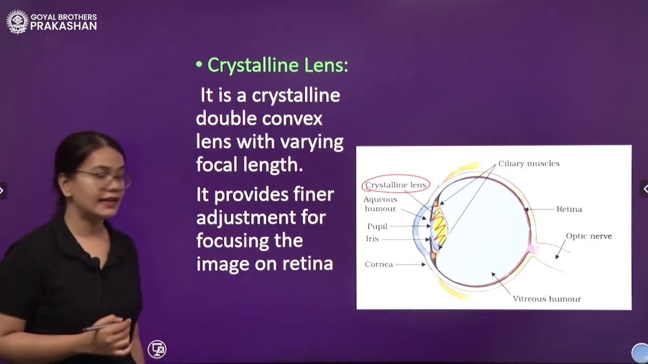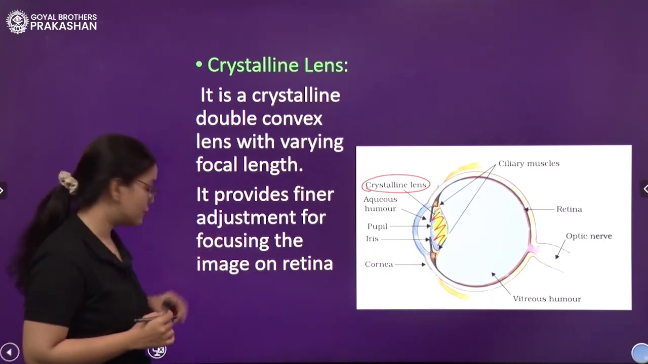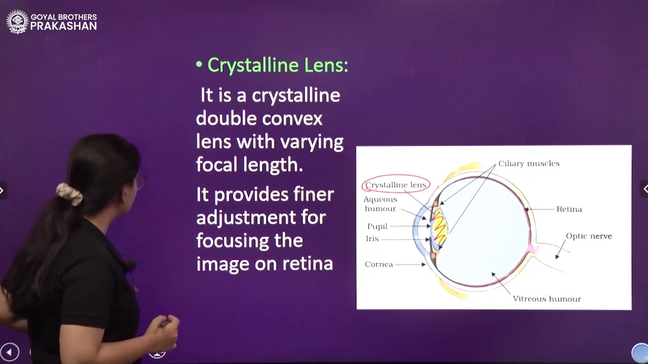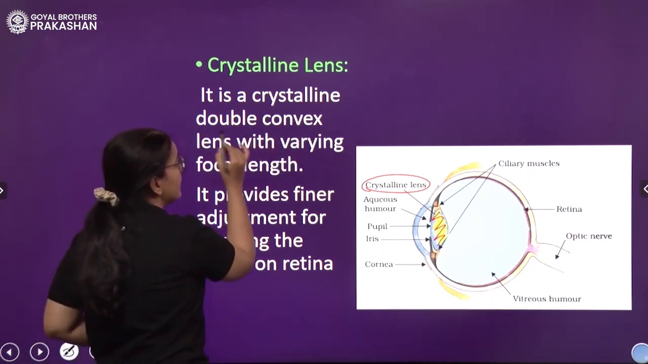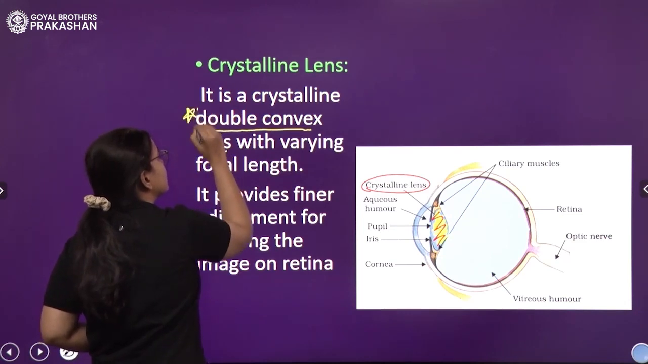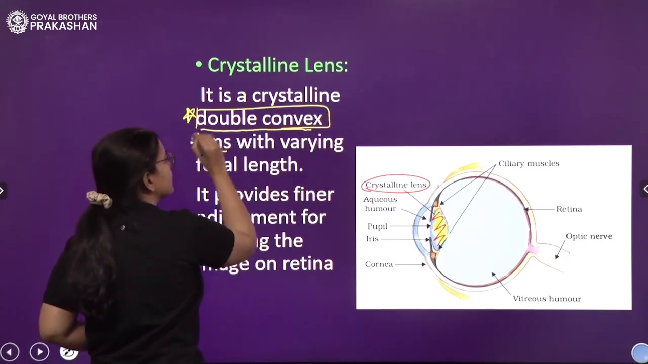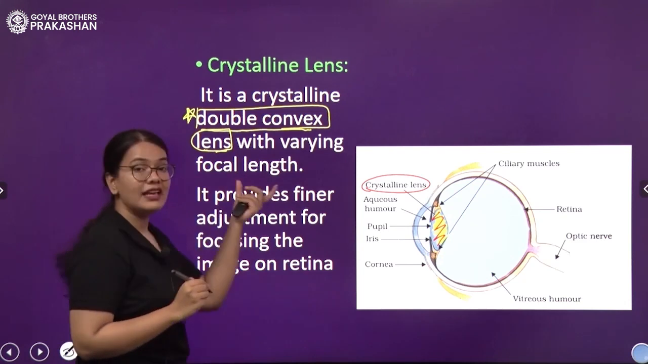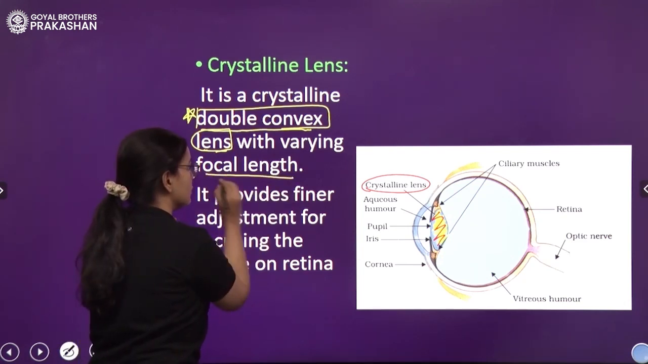This is the crystalline lens. Now, what does the crystalline lens do? It is a double convex lens. Very important. It is a double convex lens with varying focal length. The focal length is also varying.